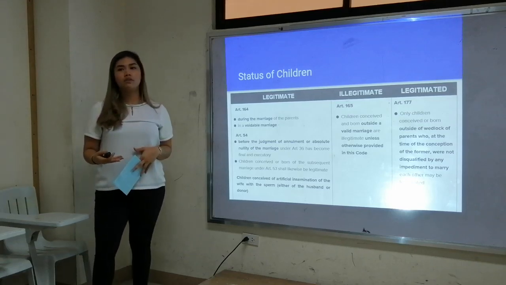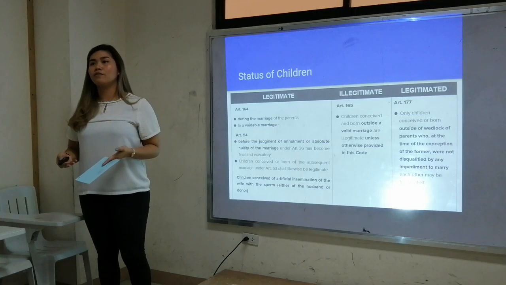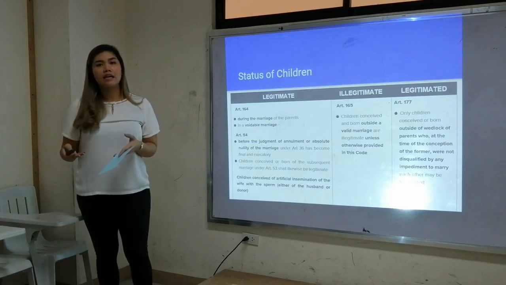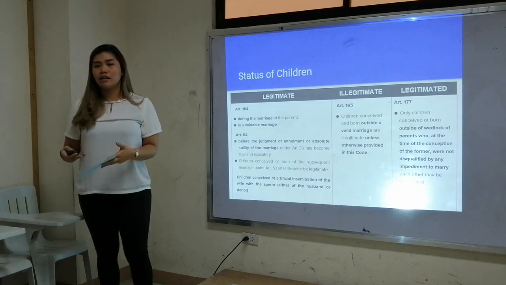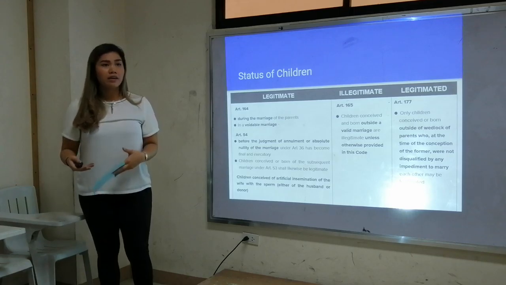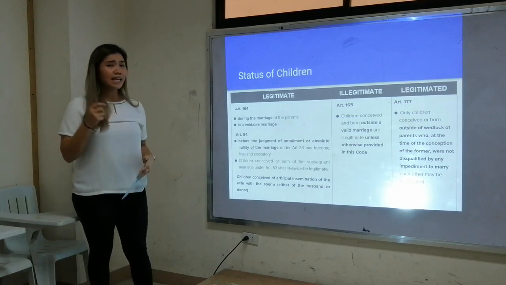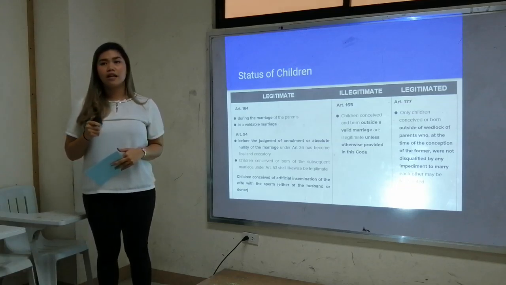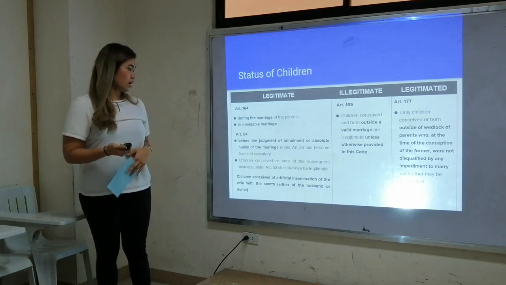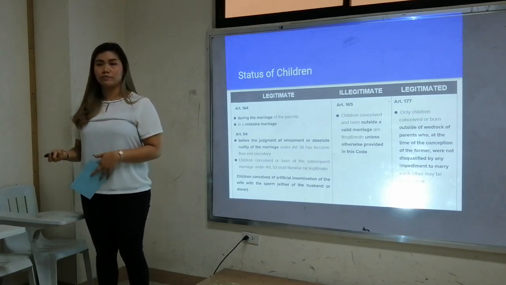Also, children conceived or born of the subsequent marriage under Article 53. If some of us haven't read Article 53, it focuses on the fact that the subsequent marriage allows the spouses to marry, given that the requirements of Article 52 have been followed. Last but not the least, a child is considered legitimate if he or she is conceived through artificial insemination of the wife with the sperm of either the husband or of a donor.